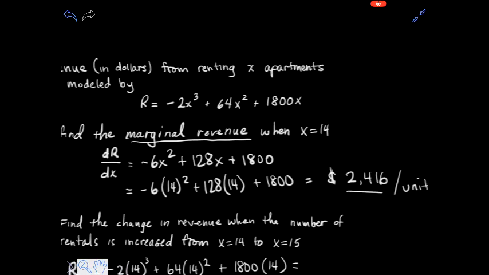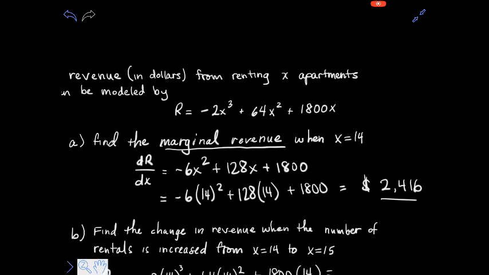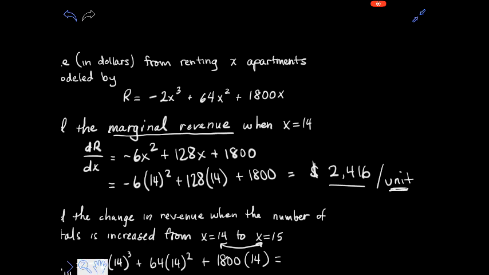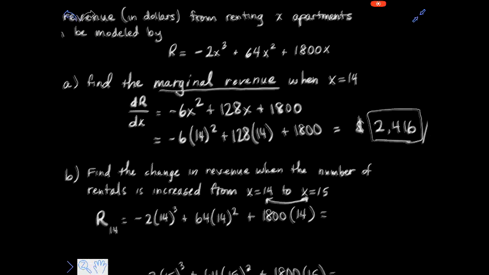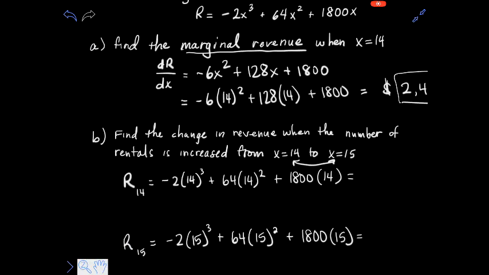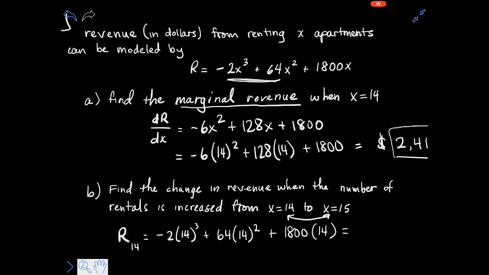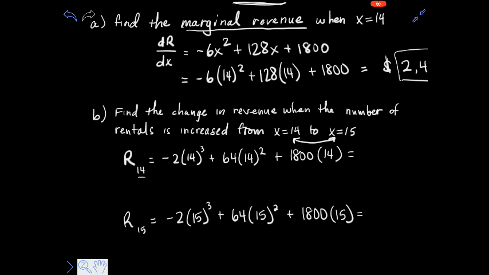is asking for, is find the actual change in revenue when the number of rentals is increased from 14 to 15. So they're having a 1 unit increase. So the number of units is changing by 1 unit, which is what's going on here per unit. So per 1 unit increase, we can expect that the revenue is going to change by about this amount. And so we actually need to calculate the revenue, not the change in revenue. So not using marginal revenue, we're actually using this revenue function here.